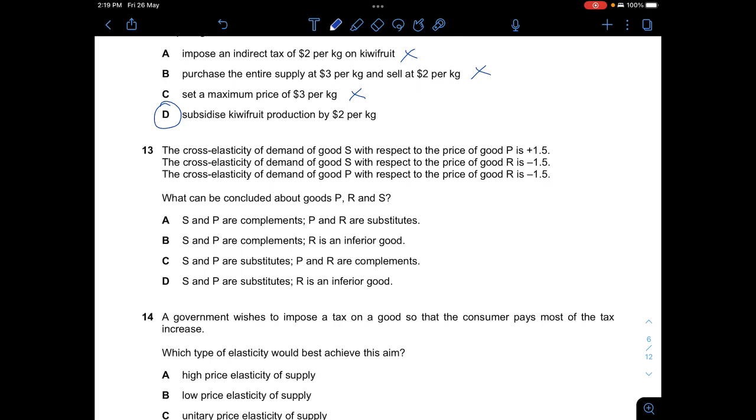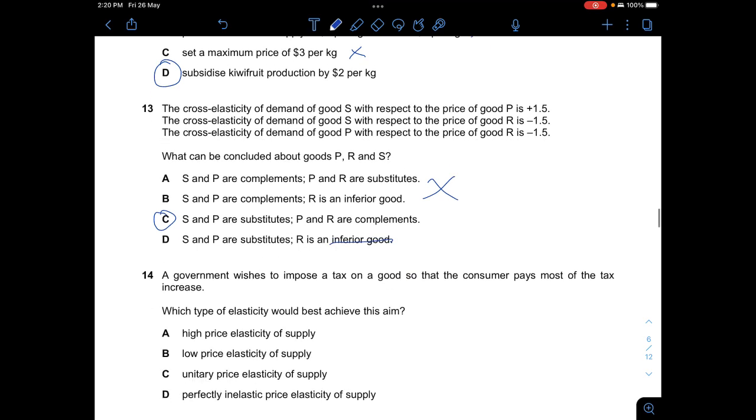Question 13, the cross elasticity of demand of good X with respect to the price of good P is positive 1.5, which means both of them are substitutes, and the cross elasticity of demand of good X with respect to the price of good R is negative 1.5, which means they're complements. Same goes for P and R. So what can be concluded here would be S and P are substitutes, so A, B is wrong. And then the answer is C, because there's no mention of YED here, it's XED. So if it's not in the question, we can ignore this option directly.